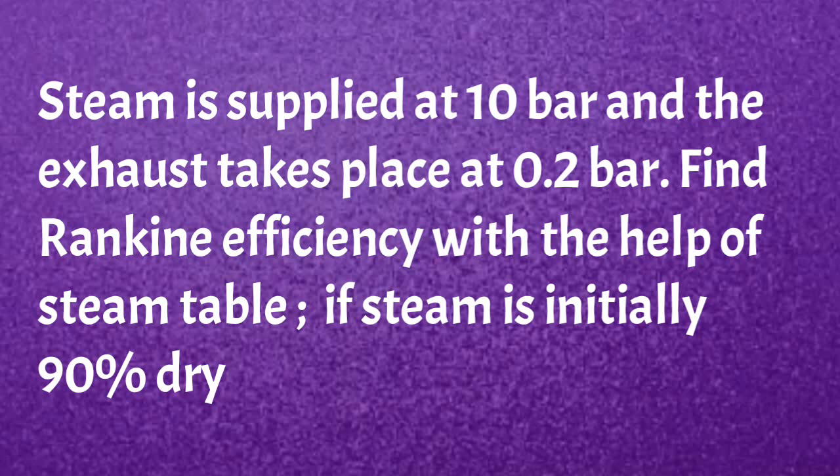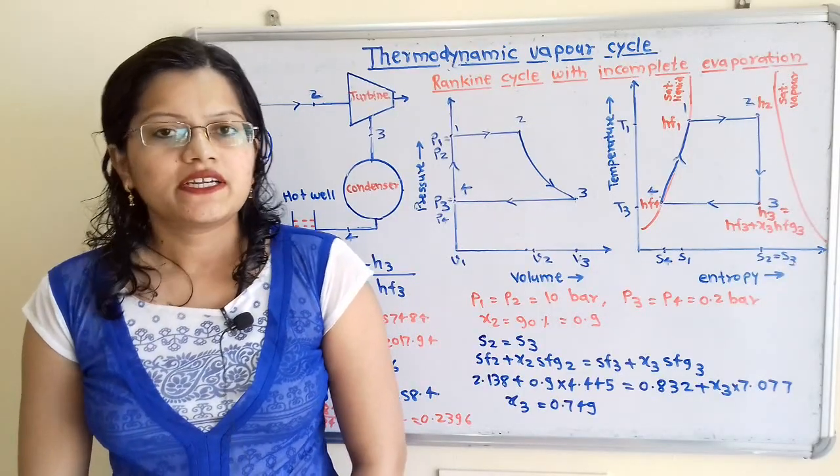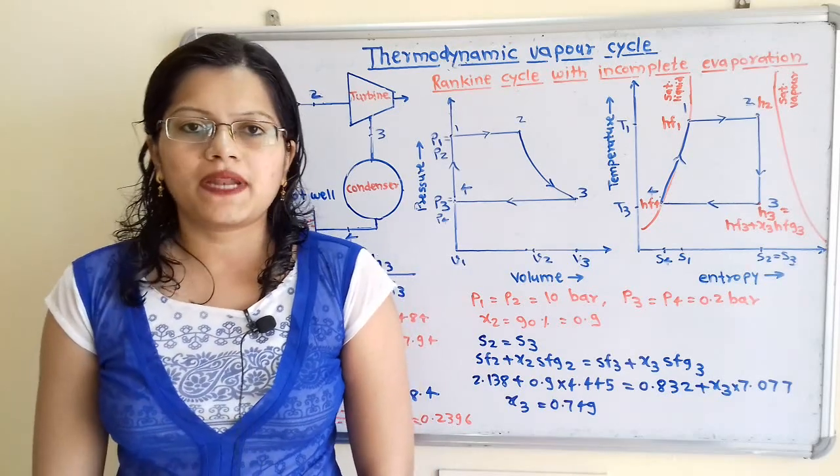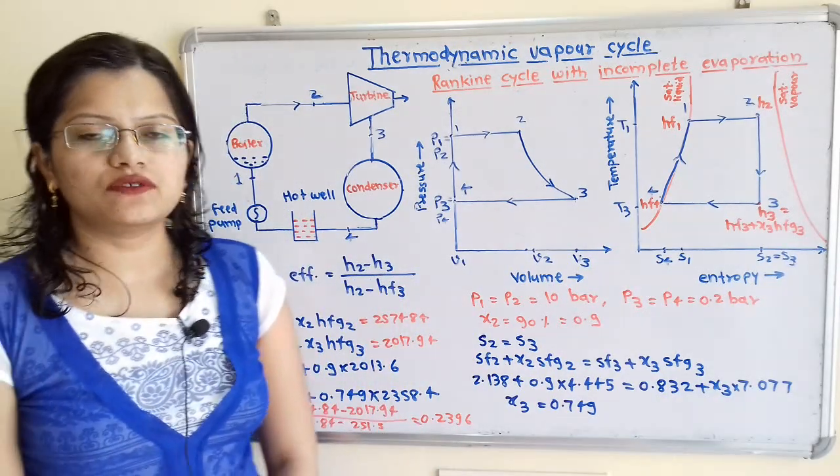Steam is supplied at 10 bar and the exhaust takes place at 0.2 bar. Find Rankine efficiency with the help of steam table if the steam is initially 90% dry. Let us understand what is the given data. It is given that steam supplied at a pressure of 10 bar and exhaust at 0.2 bar.